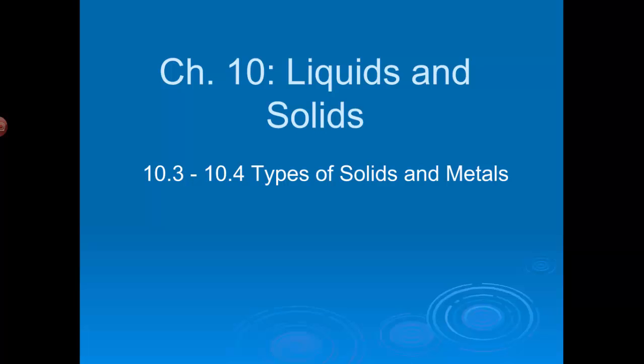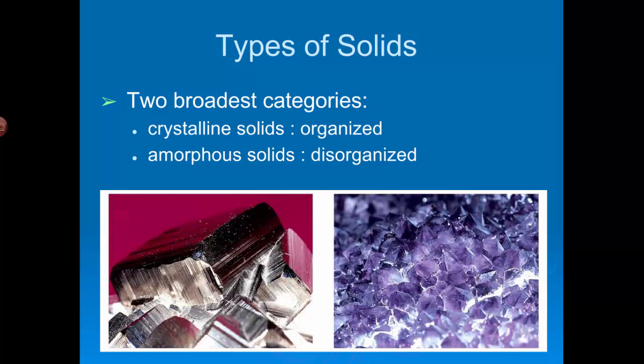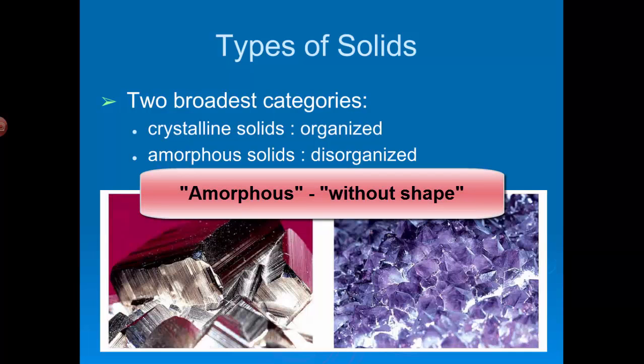Okay, so let's take a look at some solids now. Specifically, the different types of solids, and we'll get into each one very specifically. And then we're going to take a look at metals and how metals work. So there are two broad categories of solids: crystalline solids, which have a very organized structure, and amorphous solids, which are disorganized. Amorphous means without shape.